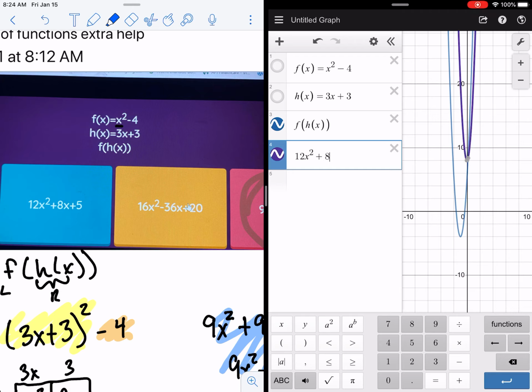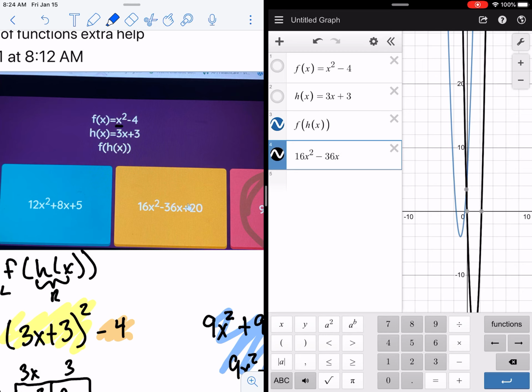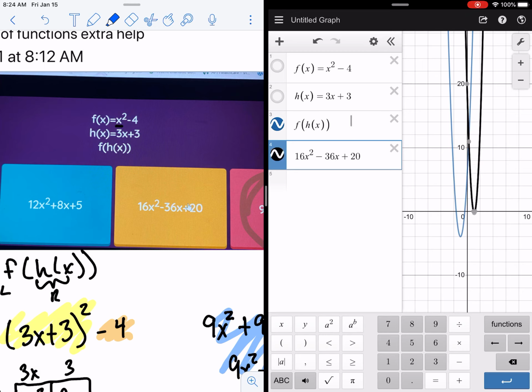12x squared plus 8x plus 5. And your correct answer will give you graphs that overlap or produce the same exact graph, only resulting in 1. And so the blue and the purple, they intersect, but they don't overlap. They don't cover each other up, so I'm going to get rid of it. I'm then going to type in answer choice B, so 16x squared minus 36x plus 20. And again, blue and black, they intersect, but the black does not cover the blue, so it's not what I want.